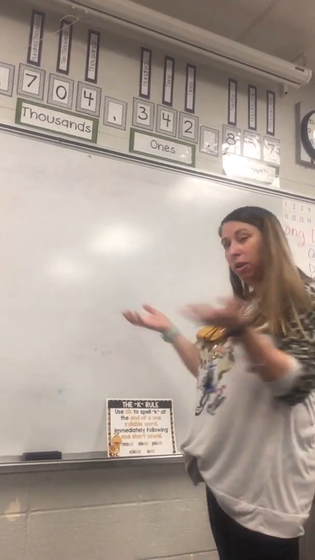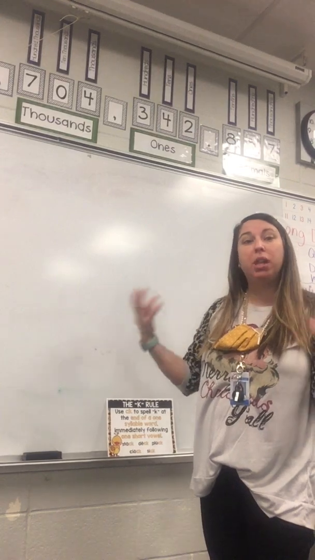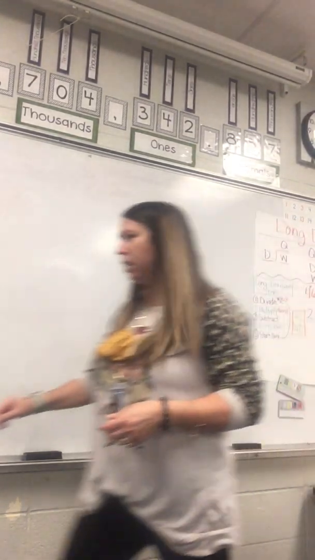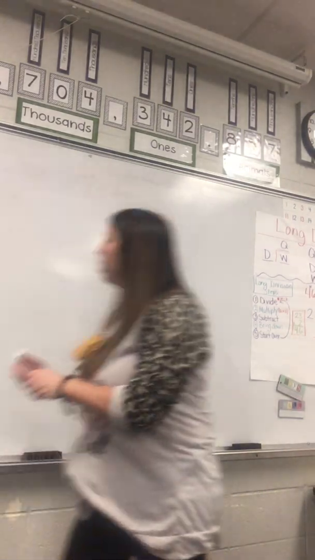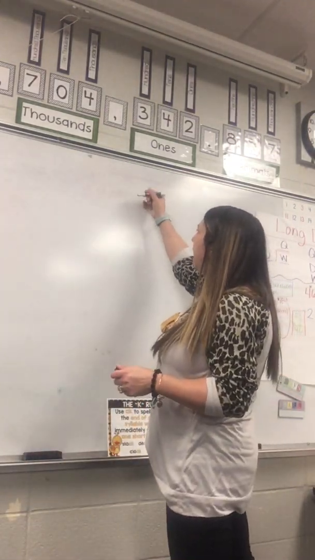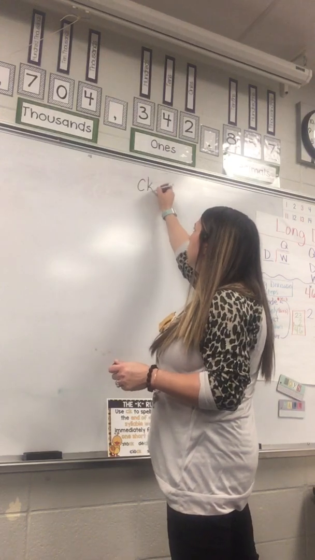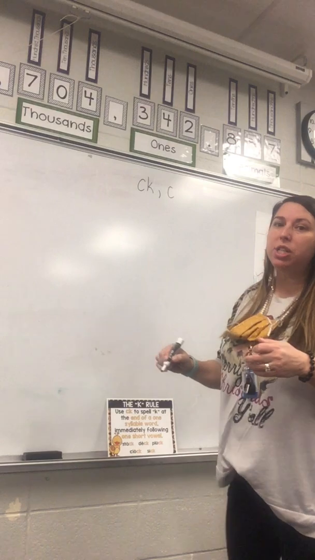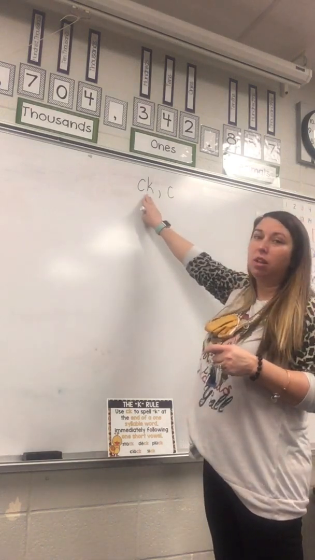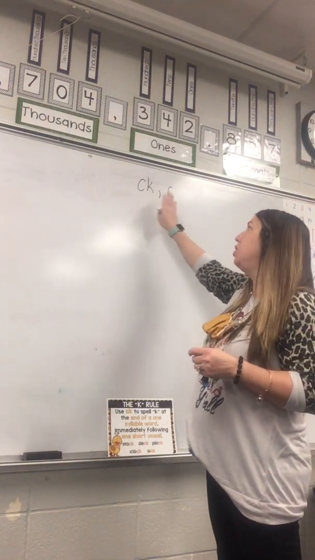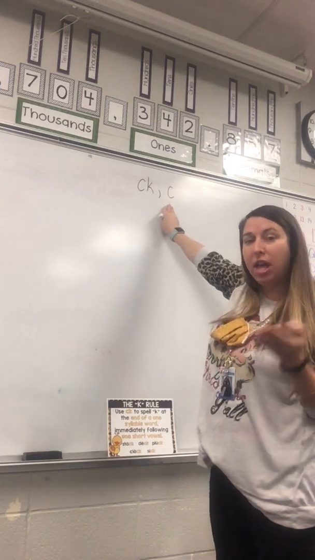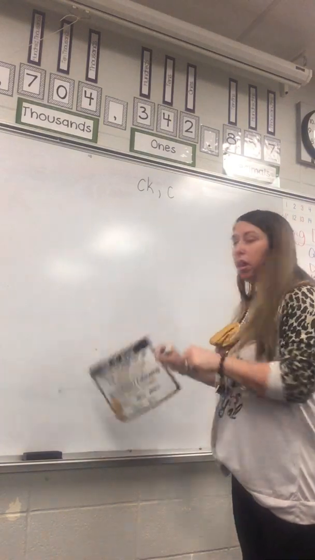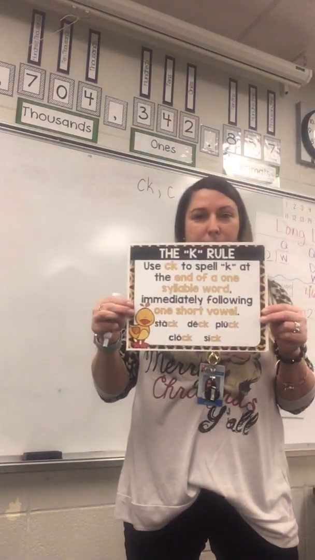The k rule has to do with spelling words when you have either CK at the end of a word or just a C. We're going to figure out when to use CK that says k, or when to use C that has the k sound at the end of a word. We're going to learn those rules, so we're going to learn the k rule today, okay?